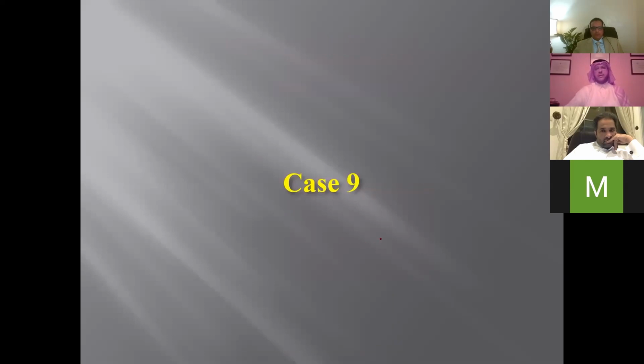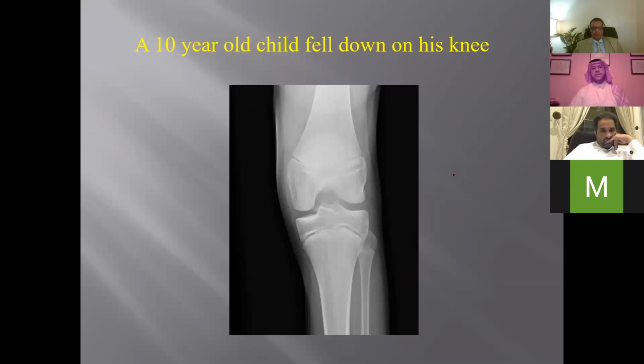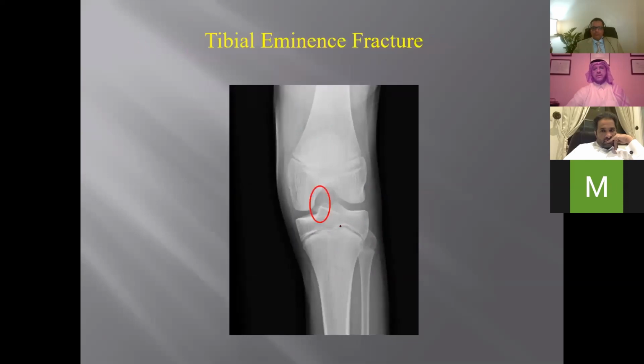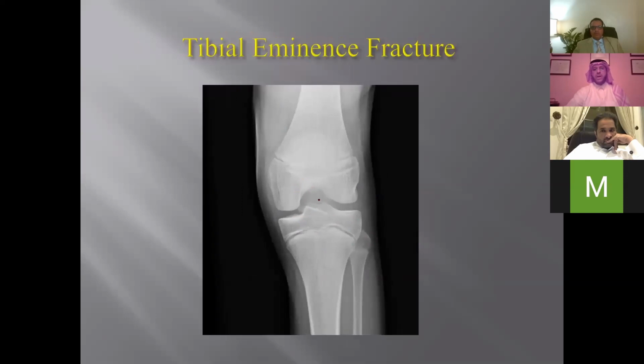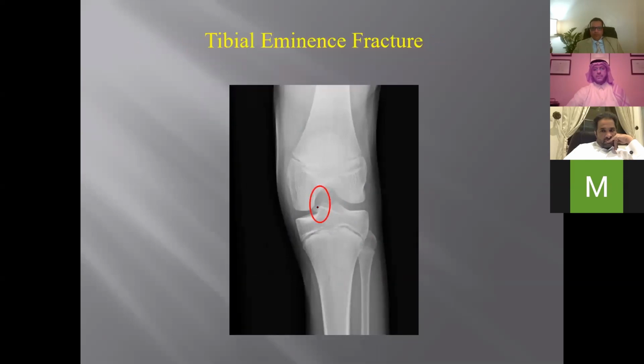Let's move to case 9. Again, a 10-year-old child fell down on his knee. Any thought? So this is the distal part of the femur, this is the patella, and this is the tibia, fibula. If you focus, you're gonna see something here. This is what's called tibial eminence fracture. It's not that common, but you need to know about it. It's very important, and you have to focus on the spine or plateau of the tibia.